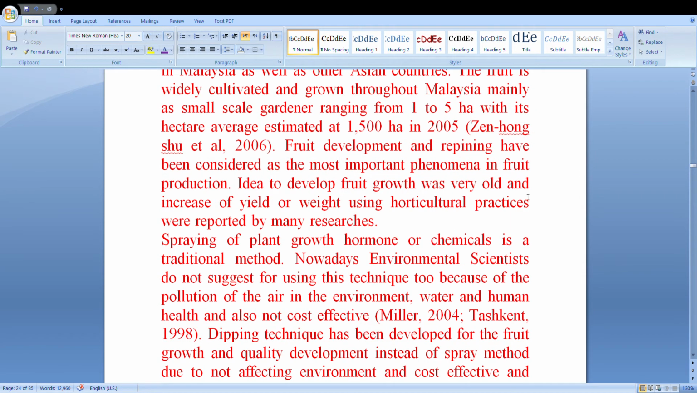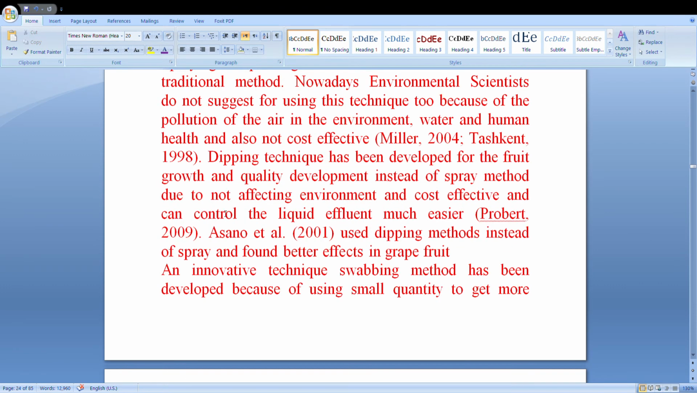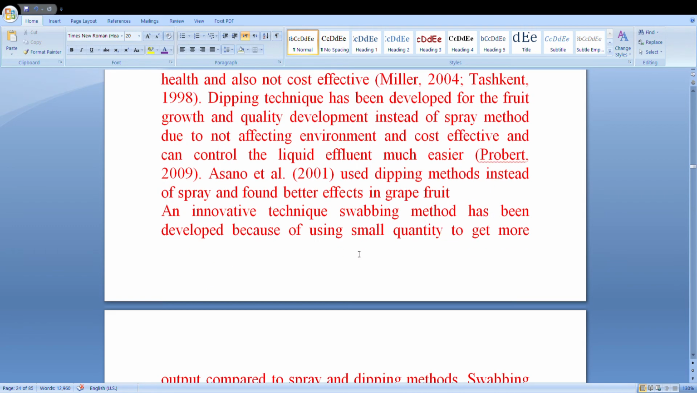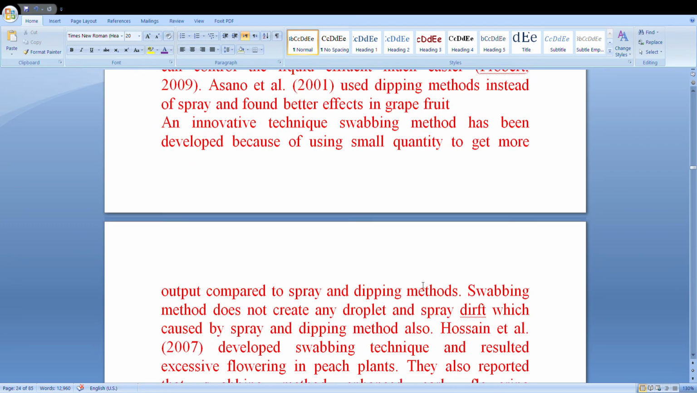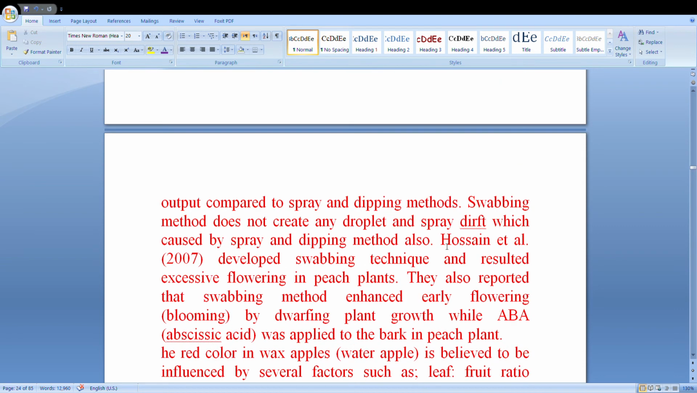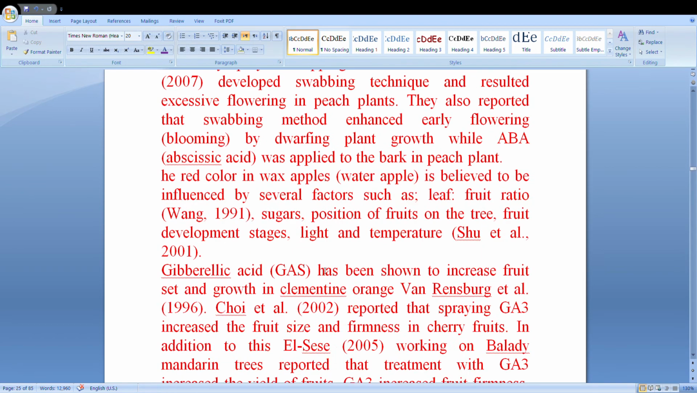Fruit development and ripening have been considered the most important phenomena in fruit production. Usually people do spraying and found a better effect in fruits. But he innovated the technique, a swabbing method on a small, micro scale, and then developed a spray drift method. Also, he developed the swabbing technique, which resulted in excessive flowers in these plants. So he used this and then he got the results.